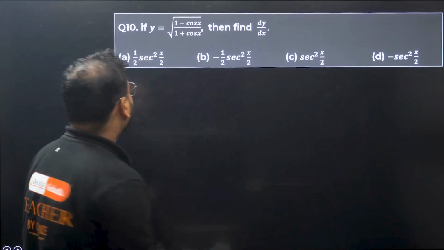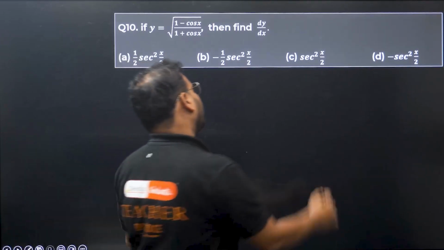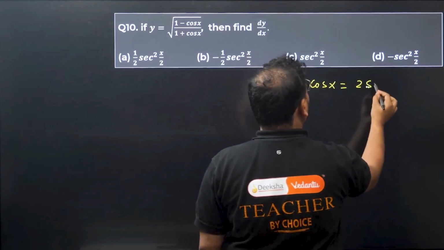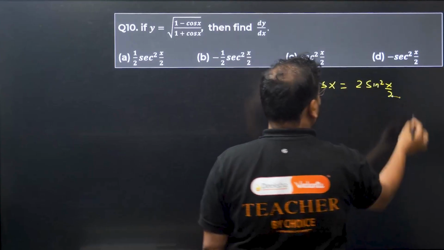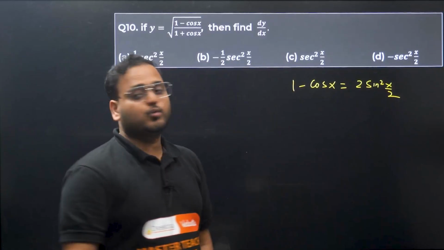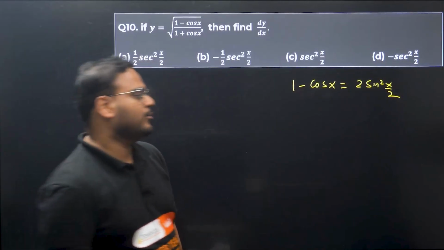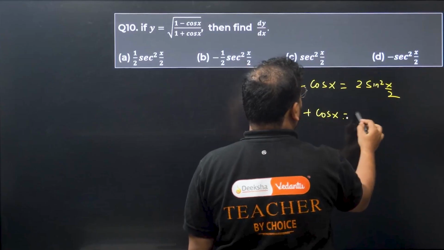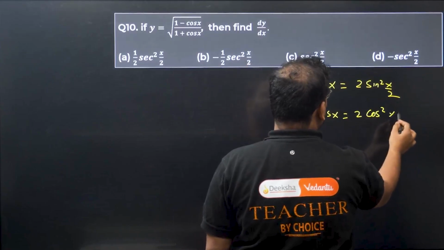Okay. y equal to root of 1 minus cos x upon 1 plus cos x. So simply take this formula. 1 minus cos x is what? 2 sine square x by 2. Trigonometric function, 11th grade. 2 sine square x by 2 is the 1 minus cos x formula, and 1 plus cos x is given by 2 cos square x by 2.